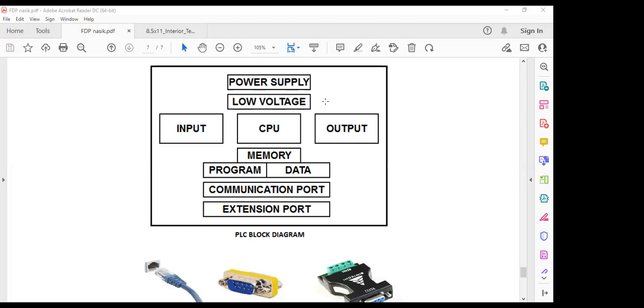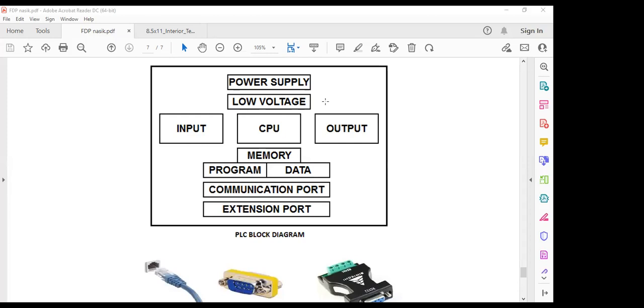0 means 0 volt DC. 1 means 5 volt DC. Nowadays, it is 3.3 volt DC also. So PLC requires 5 volt DC for its internal operation. Whatever power supply you provide, it will convert that power supply into 5 volt DC and 24 volt DC for its internal use. So 5 volt DC, generally you can say, is low voltage inside the PLC, which will be generated by the PLC itself from the main power supply. You do not need to provide it from outside. I hope it is clear.